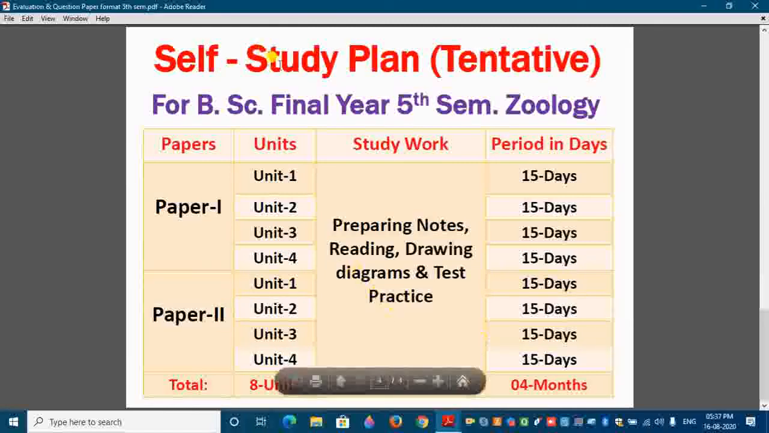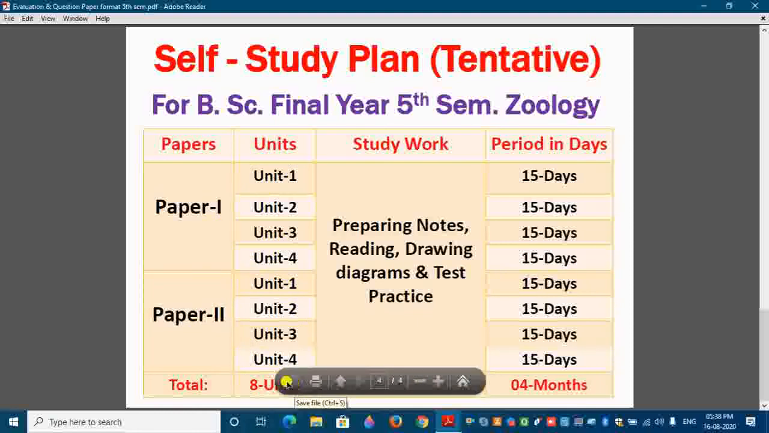Then you also have to remember how you can study for the 5th semester. So you can prepare your self study plan. One plan, a tentative plan, I have given here: how much time is there, and how you can do self study for the 5th semester in the subject zoology. As there are two papers, paper 1 and paper 2, and one paper has 4 units, and the second paper also has 4 units. Total 8 units are there.